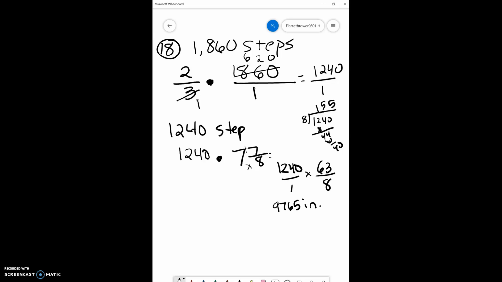You have to change inches to feet. So when you're going from a smaller unit of measurement to a larger unit of measurement, you're going to divide. We know the inches are smaller than feet, so we're going to divide. But what are we going to divide by? Well, how many inches are in 1 foot? There are 12 inches in a foot, so divide by 12. And when you do that, you will get 813.75 feet.